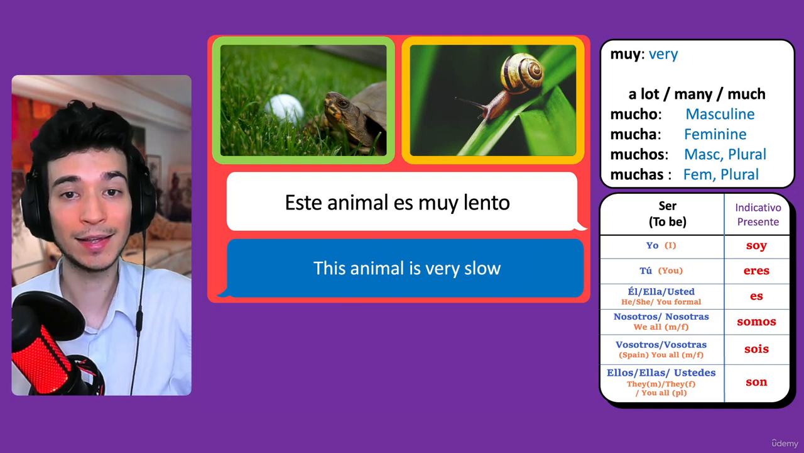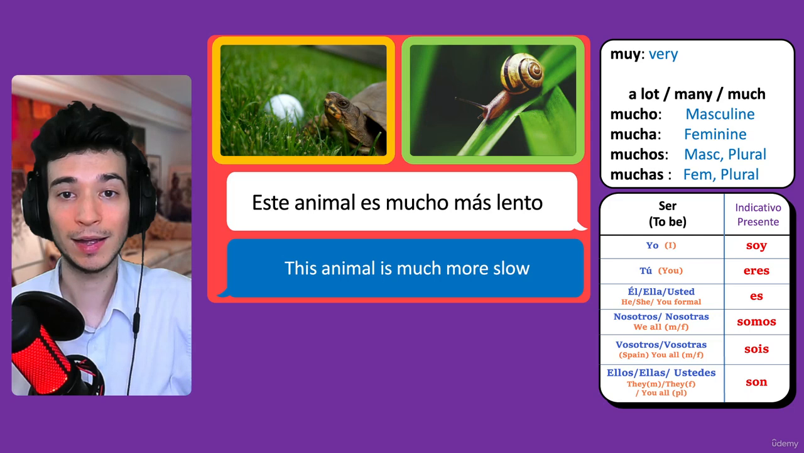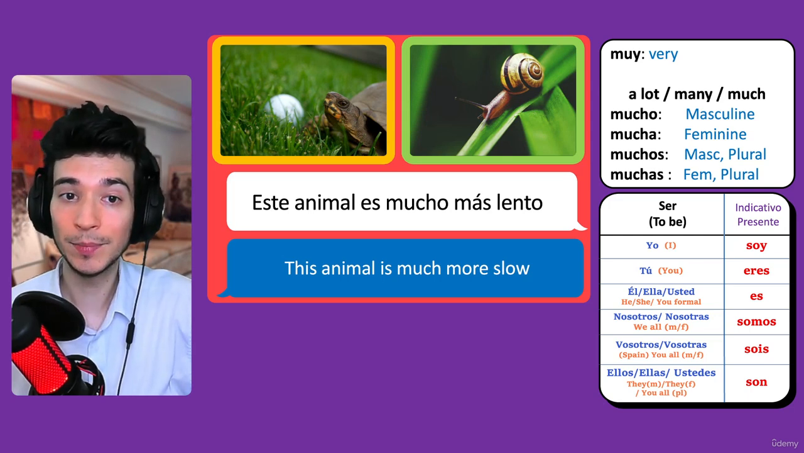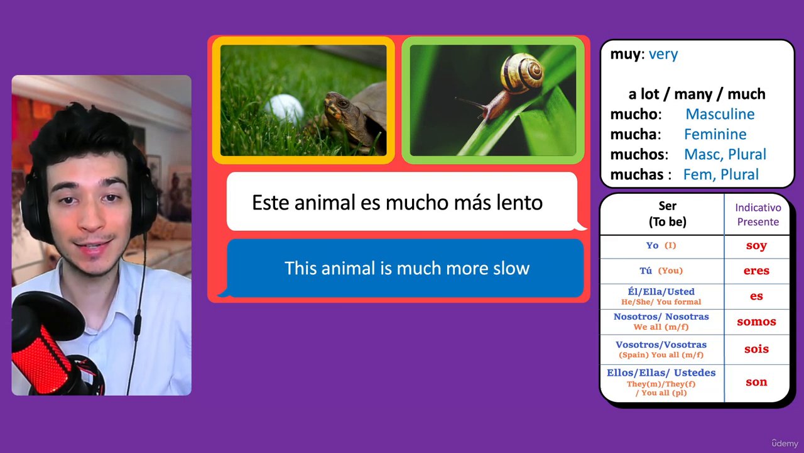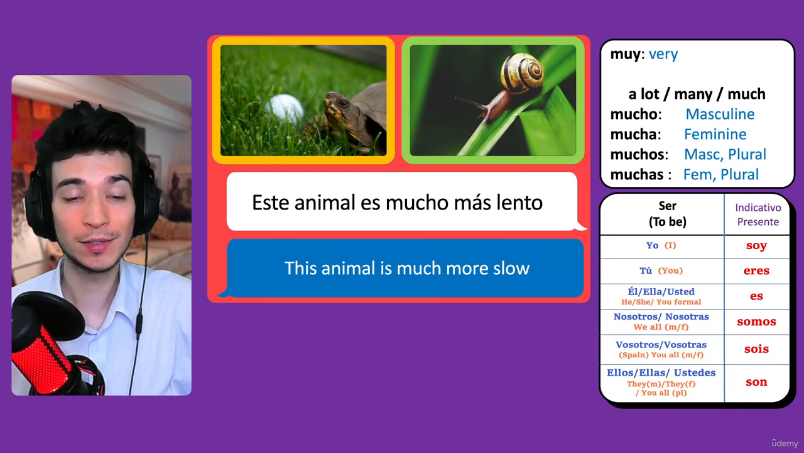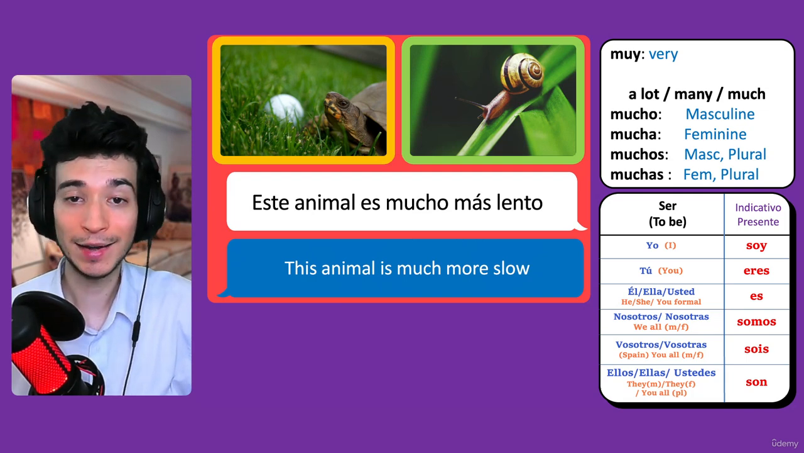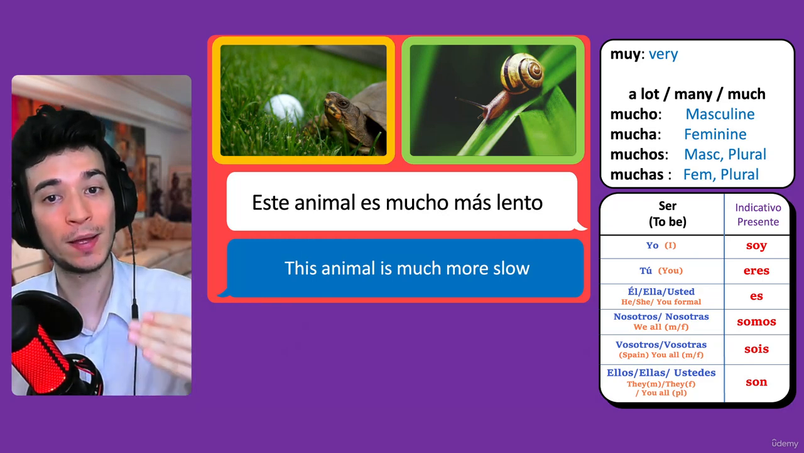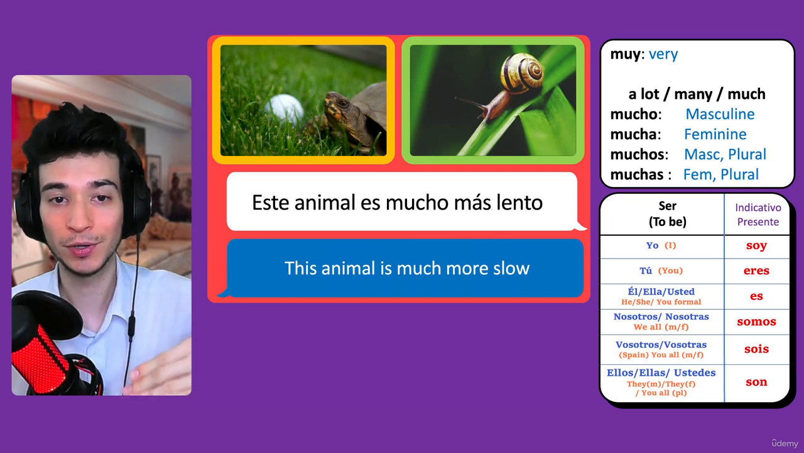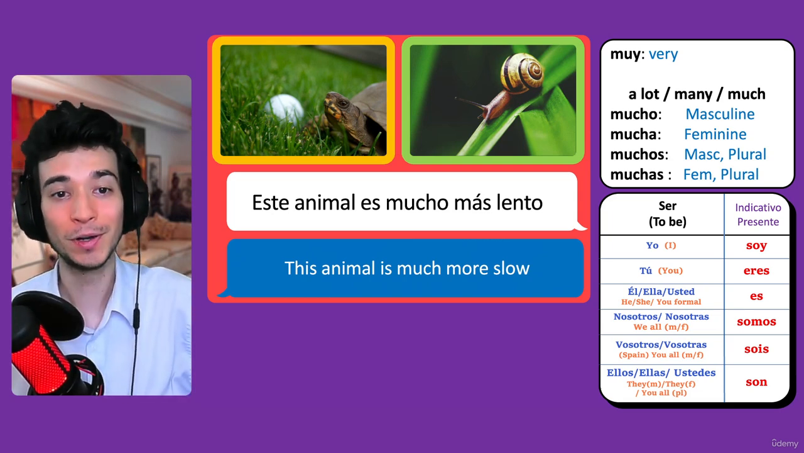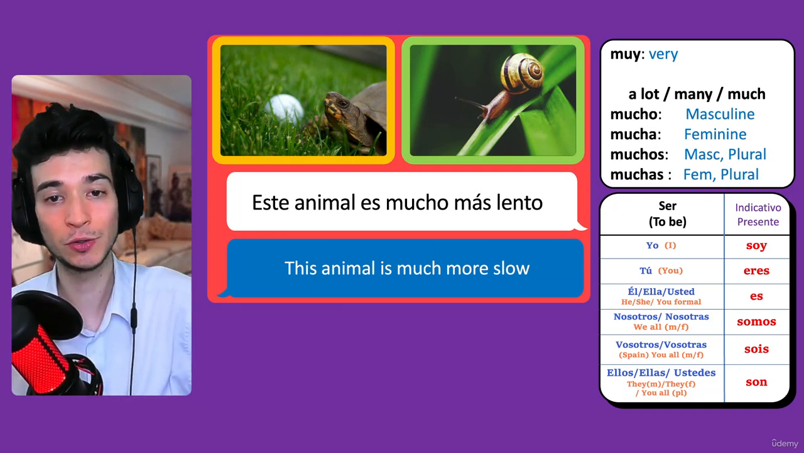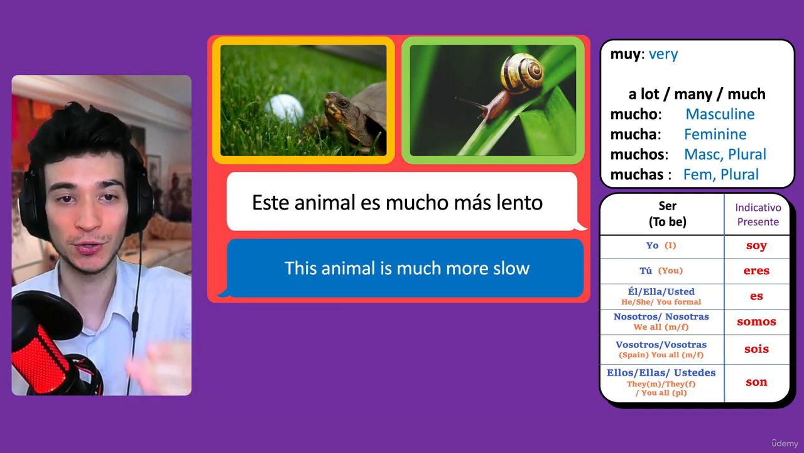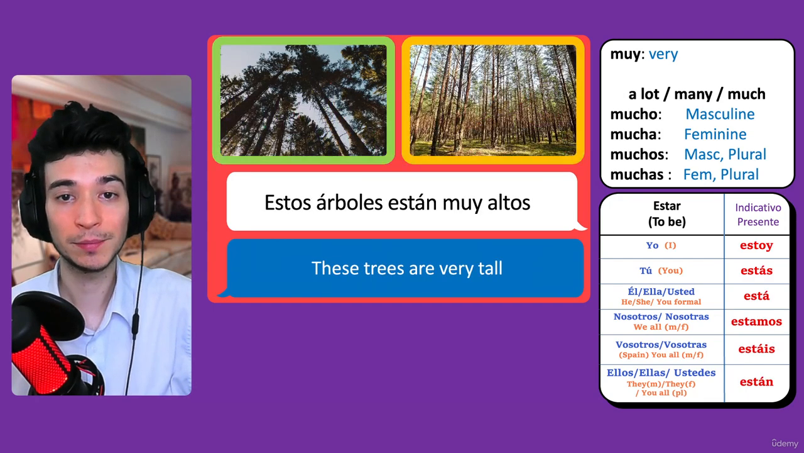Okay, next one. Este animal es muy lento. This animal is very slow. And the next example: Este animal es mucho más lento. This animal is much more slow. Now we use mucho, as much. Basically much slower. But in Spanish we say mucho más lento, much more slow. I think in English you would just say it's slower, but in Spanish, much more slow.